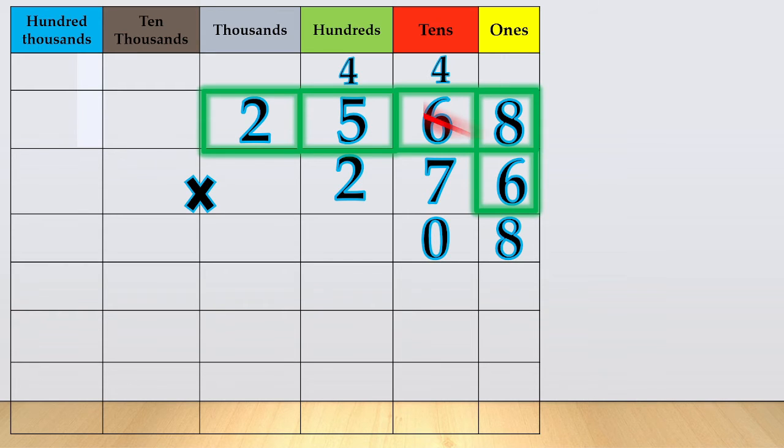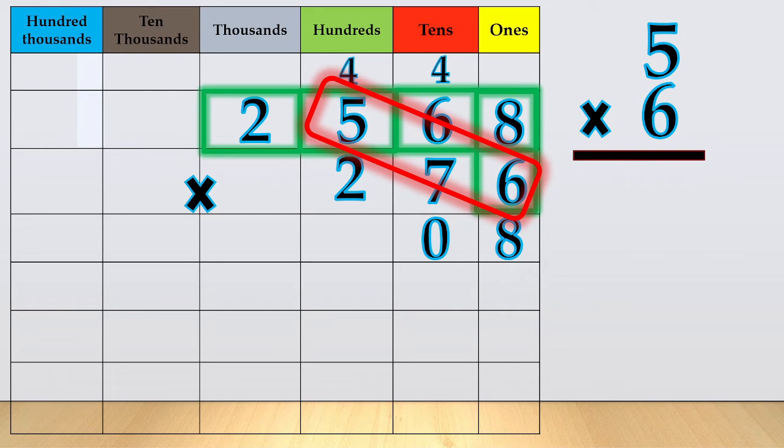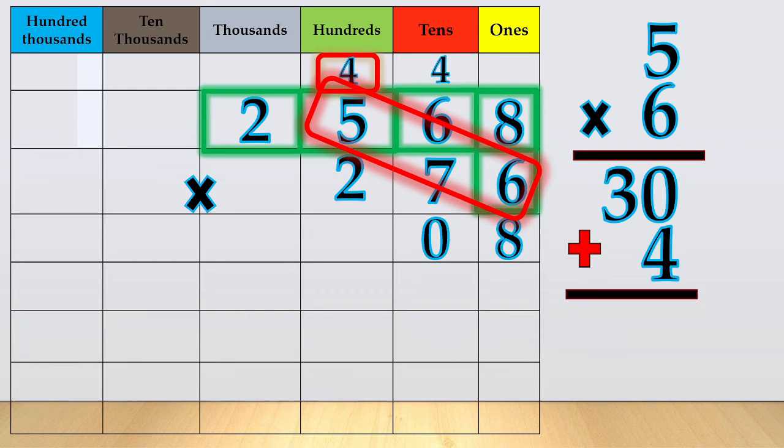Now, multiply 5 times 6. 5 times 6 is equal to 30. Add the 4 that we have carried over. So, 30 plus 4 is equal to 34. So, we need to regroup. 3 will be carried over in the thousands place column above 2 and 4 under the hundreds column.